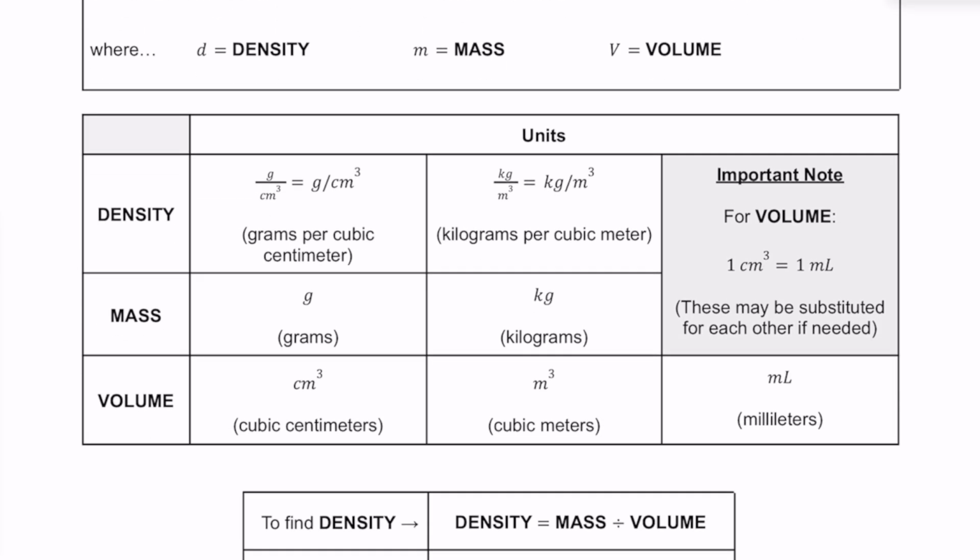In terms of units, we have a few different types of units we want to be aware of. Generally speaking, when we're talking about density, we're going to be talking about grams per centimeters cubed. You can also think about this as kilograms per meters cubed if you're talking about heavier or larger objects. For mass, we're typically going to be measuring in grams or kilograms. And for volume, we're going to be measuring in cubic centimeters or cubic meters. In some particular problems, you may see volume measured in milliliters. So just keep in mind that 1 cubic centimeter is equivalent to 1 milliliter.